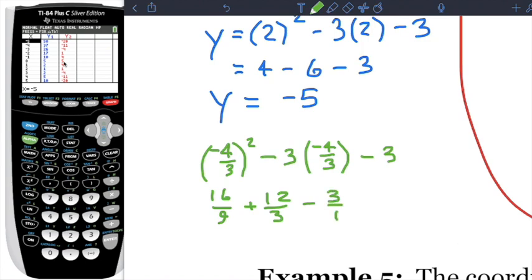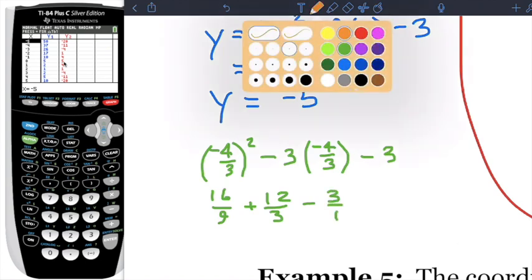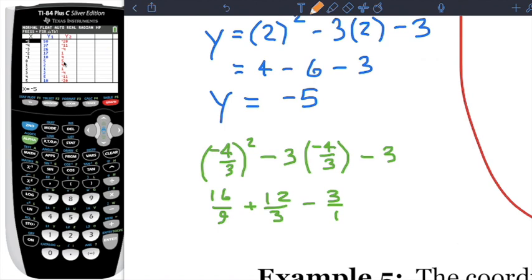And I'm going to write that as a fraction. I'm going to write it as 3 over 1. Now, to add or subtract fractions, we're going to use common denominators, kind of like what we did in middle school. So I'll multiply the top and bottoms here by 3. And then for the second fraction, I need to multiply top and bottom by 9. So that'll give me 16 over 9, plus 36 over 9, and then minus 27 over 9.